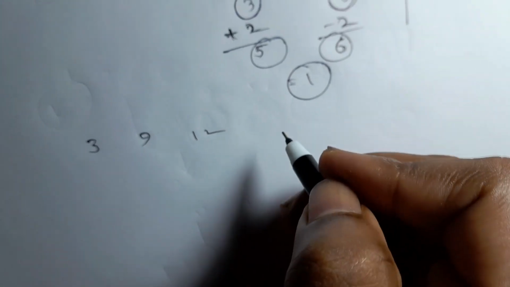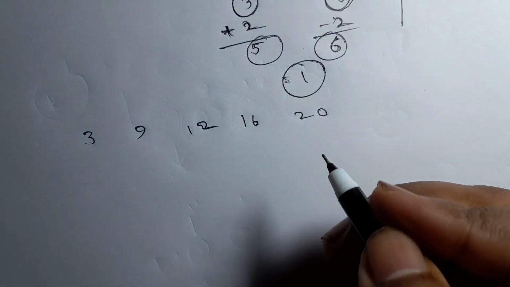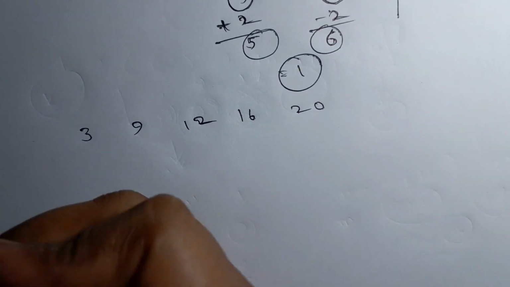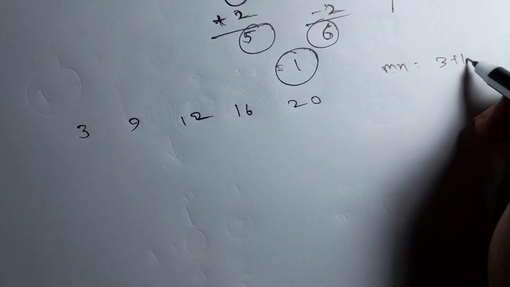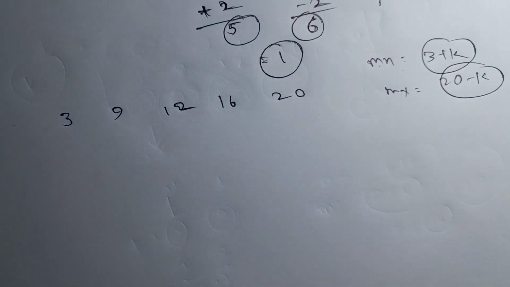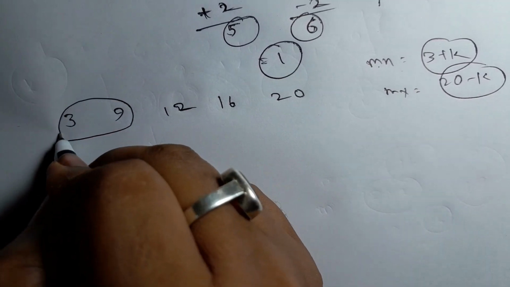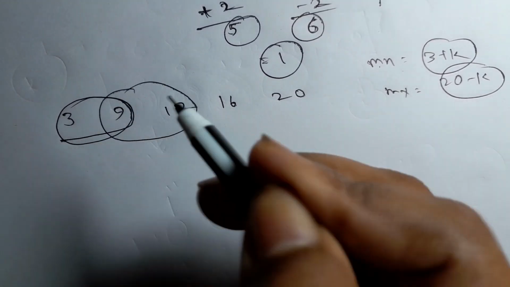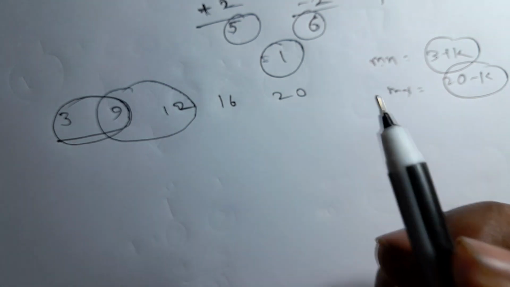Our array is 3, 9, 12, 16, 20. Now, what have I said? I have said that my min element equals 3 plus k, and my max element will be 20 minus k. Now, a very interesting thing: I have said that we have to compare the adjacent elements, which will give us the minimum difference between the minimum element of the array and the maximum element of the array.